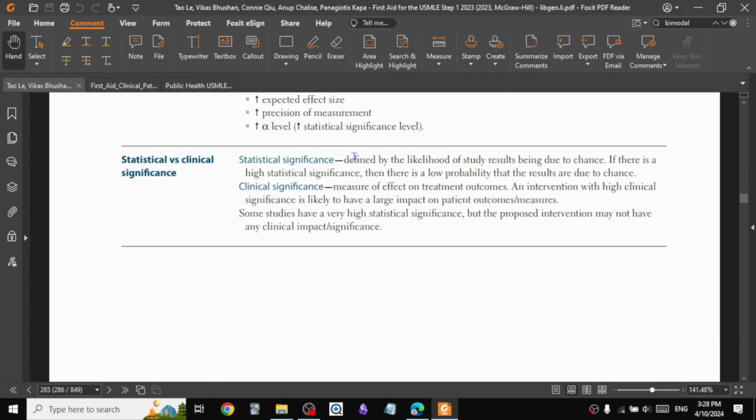Statistical significance is defined by the likelihood of a study result being due to chance. If there is a high statistical significance, then there is a low probability that results are due to chance. For example, if I conduct a study and throw some random data in it, it will still give me some positive values and some negative values, and that is just by chance. Some things just happen naturally, and naturally you get good results, you get bad results.